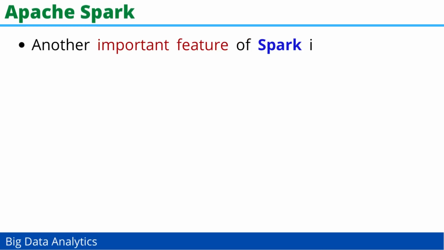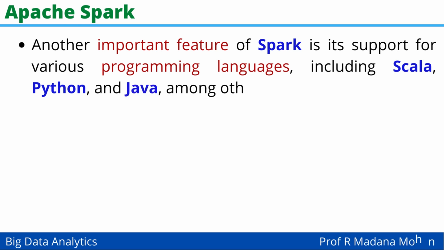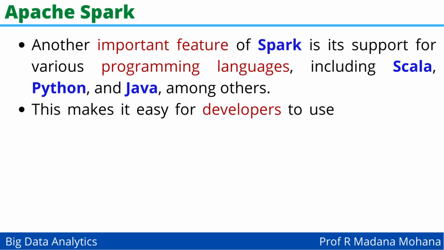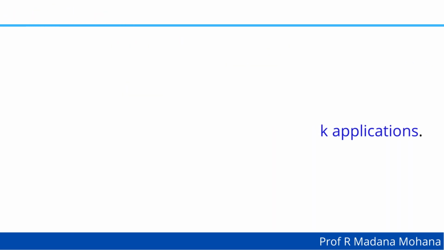Another important feature of Spark is its support for various programming languages, including Scala, Python, and Java, among others. This makes it easy for developers to use the language they are most familiar with to write Spark applications.